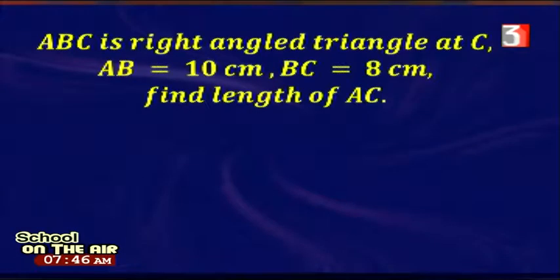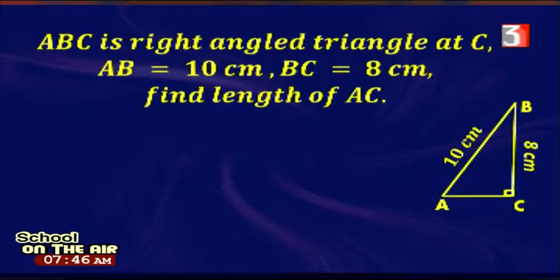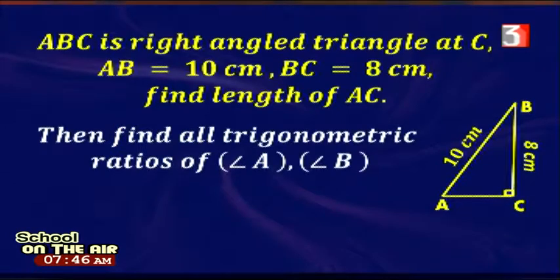ABC is a right angle triangle at C. AB equals 10 centimeters, BC equals 8 centimeters. Find the length of AC and also find all trigonometric ratios of angle A and angle B. Look carefully. You have a right angle triangle. You know the length of AB and BC. And measure of angle C equals 90 degrees. Now, can you find the length of AC? Yes, of course. How? By using Pythagoras theorem.